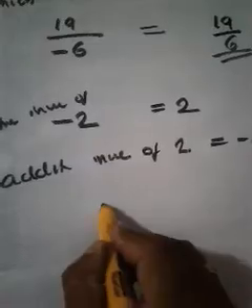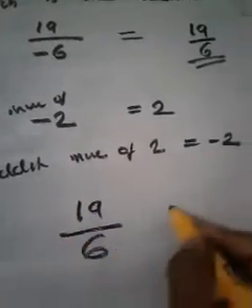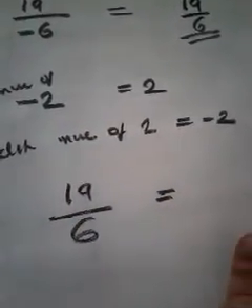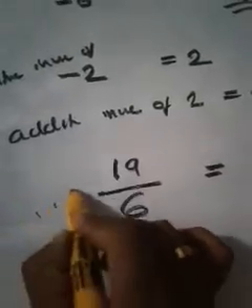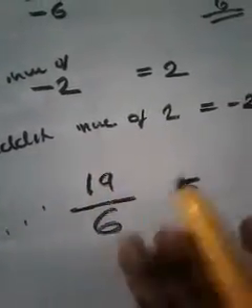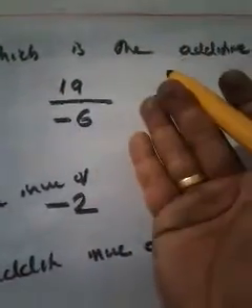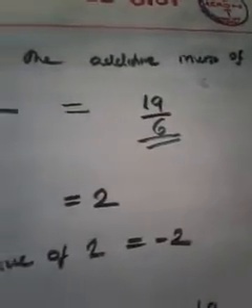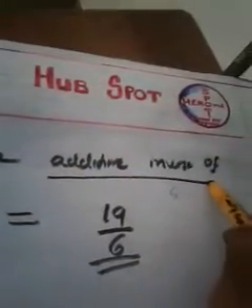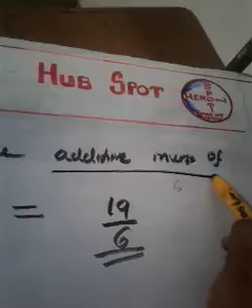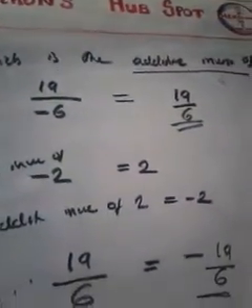Suppose the question is, which is the additive inverse of 19 by 6? Then what will be the answer? Since there is no minus, just add minus and write minus 19 by 6. If there exists any minus, in order to calculate the additive inverse, just avoid that minus. That is the way of calculating additive inverse. We already discussed that. Okay, and this is your answer.